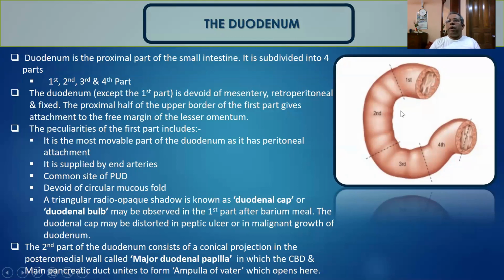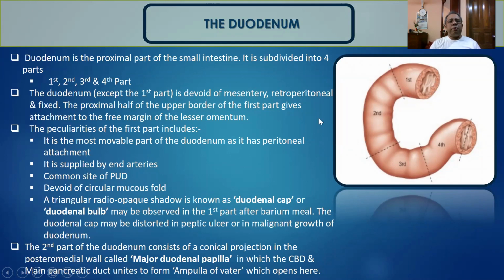Our main important part is the second part, because in the middle of that second part there is an opening, which is the ampulla of Vater, where the common bile duct comes from above down and the pancreatic duct opens transversely. They meet together and make an opening there at the ampulla of Vater. So it is the main important site to drain the hepatobiliary and pancreatic juices.